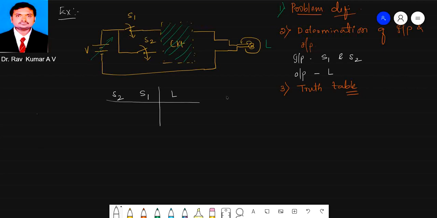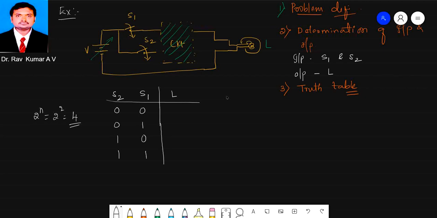We have two inputs, so the combinations will definitely be 2 power n. So 2 power 2 obviously gives 4 combinations. What are the 4 combinations? Let's say 0 0, one combination, 0 1, 1 0 and 1 1. This is what we call the combination of inputs. With this combination, what do you expect as your output? That is what we are supposed to write. As I said, it is on or off. On we can say logical 1, off you can say logical 0.